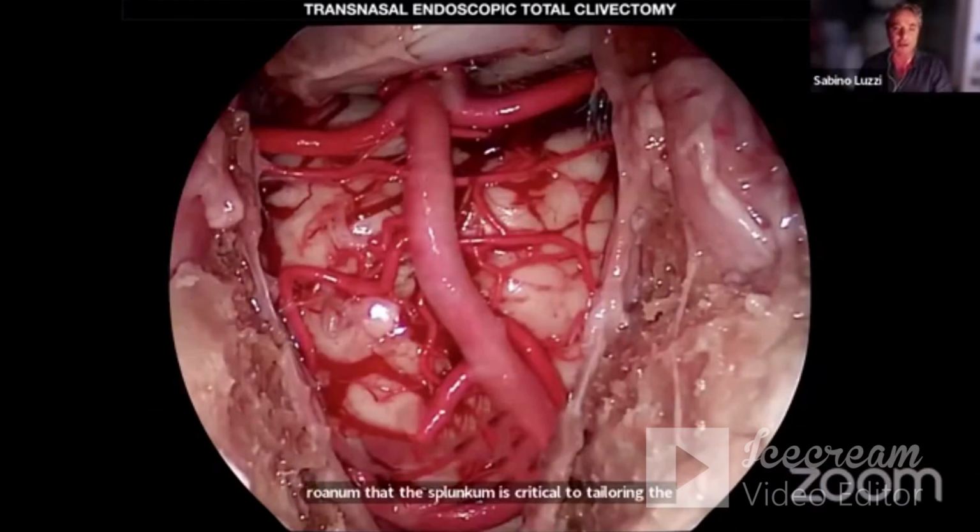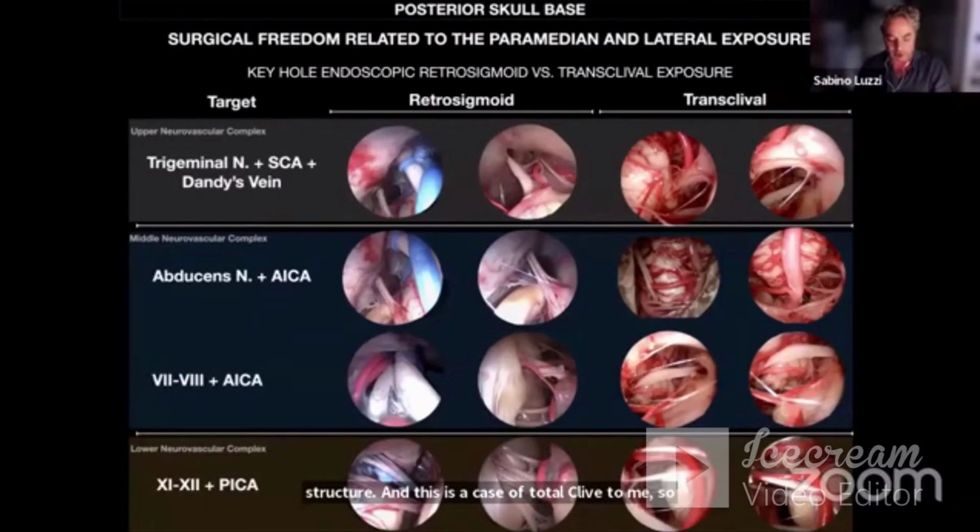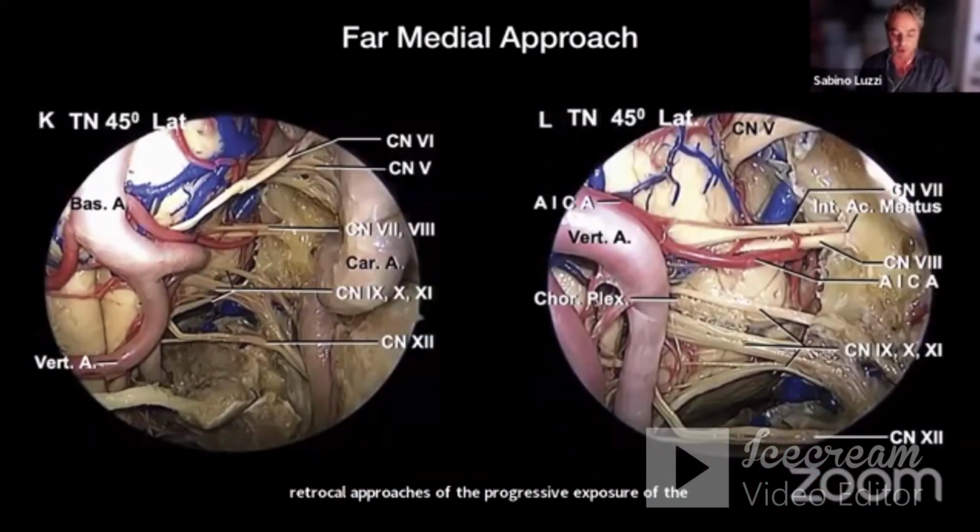So we drill everything here and we expose the dorsum sellae to the basion of the clivus here. But this is just to show what we can do today with midline endoscopic transnasal approaches. And this is a correlation that we have between retrosigmoid and transclival approaches in terms of the progressive exposure of the upper, middle, and lower neurovascular complex here. And these are the main steps of the far medial approach.